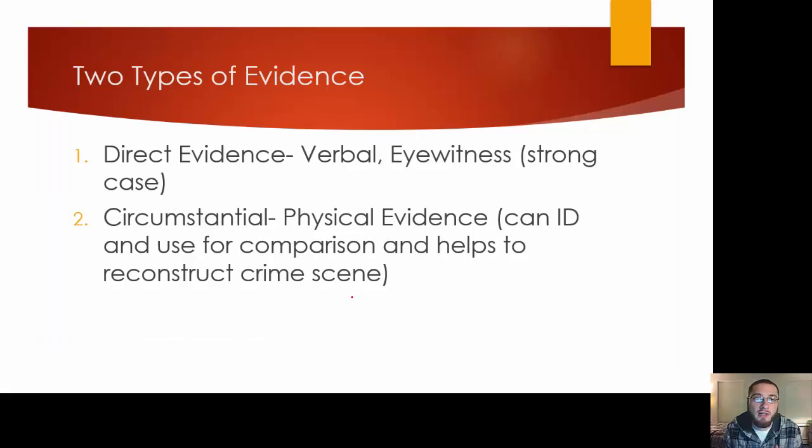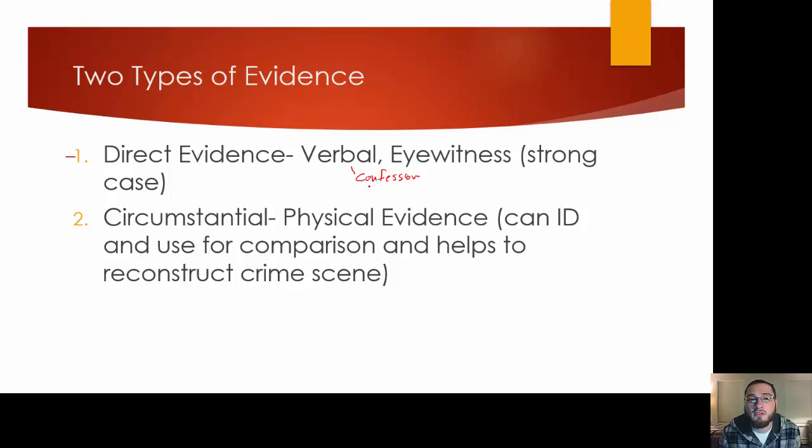So the third chapter after crime scene, we talk about physical evidence. The two types of evidence that we talk about are direct evidence, and typically this is going to be verbal confessions. So, a confession from the guilty individual or suspect.